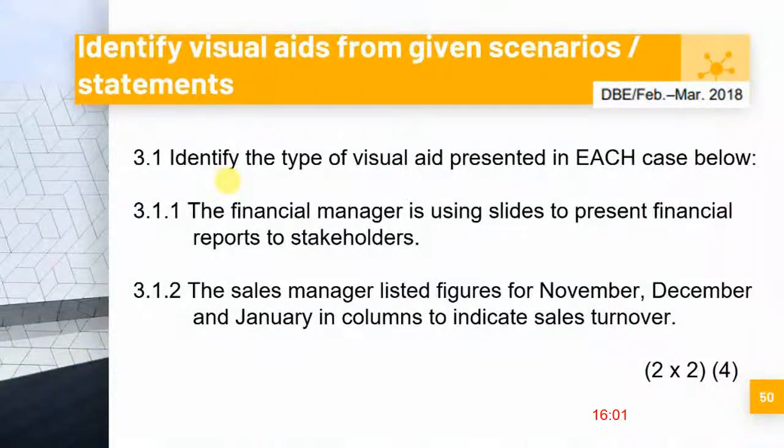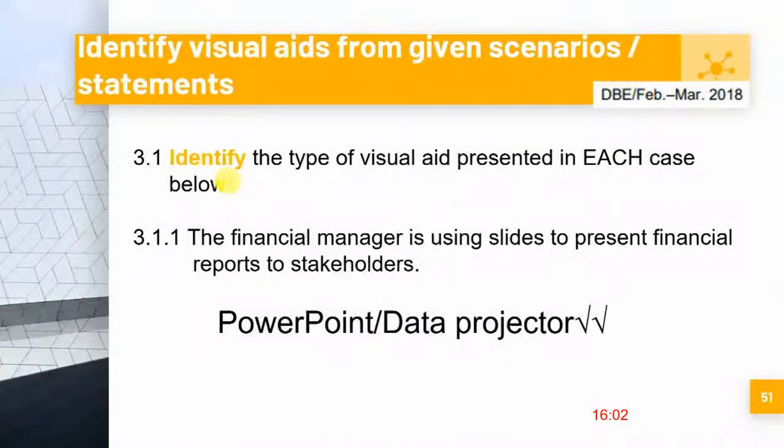Let's see, a different type of question. Identify the type of visual aid presented in each case below, March 2018. The financial manager is using slides to present financial reports to stakeholders. Yes, it's a PowerPoint. The sales manager listed figures for November, December, and January in columns. So that's a histogram or a bar graph.